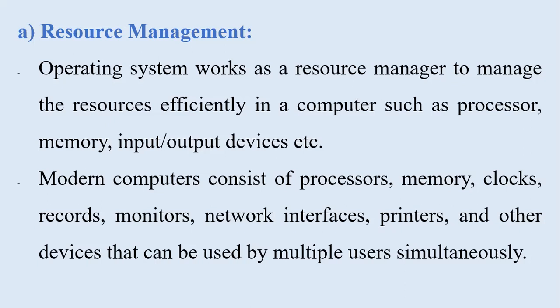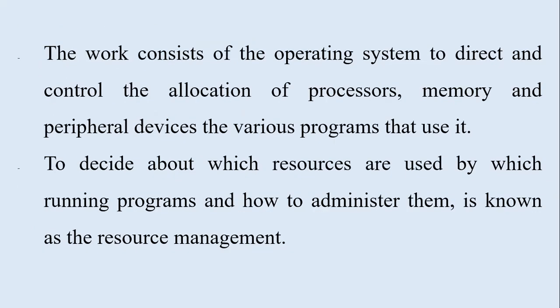So modern computers consist of various resources such as processors, memory, clocks, disks, monitors, network interfaces, printers, and other devices or resources that can be used by multiple users simultaneously. So the work of the operating system is to direct and control the allocation of the resources to the various programs that are using them. The operating system has to decide which resources are used by which running programs, and also makes a decision on how to administer them. That is what we are calling resource management.